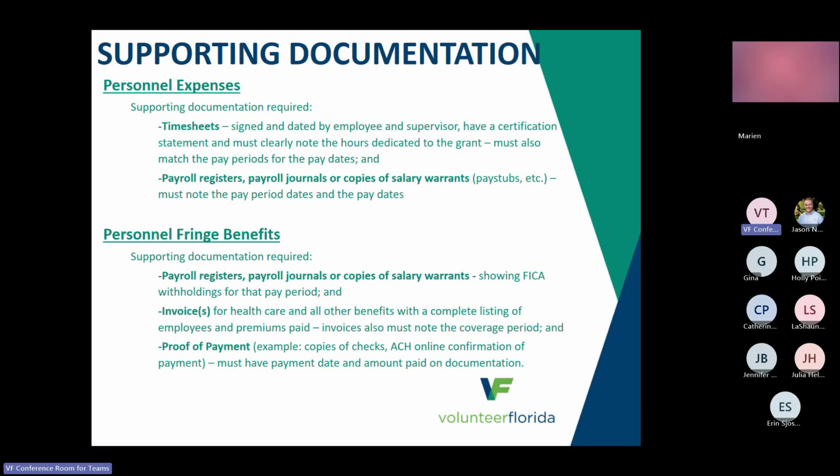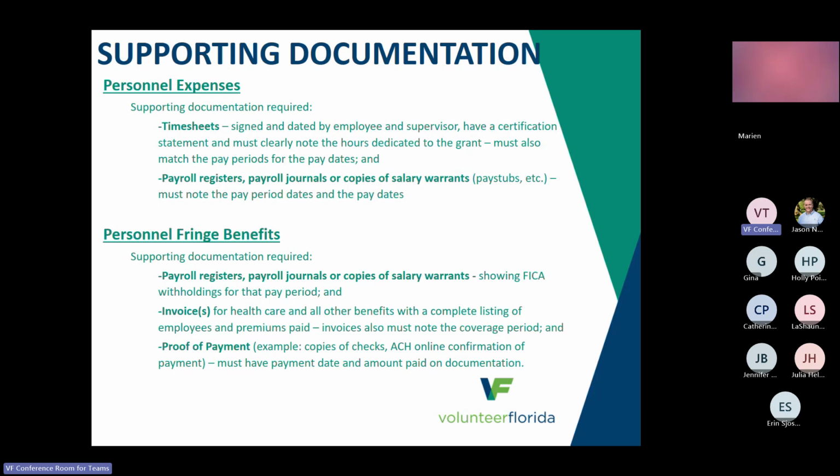That could be in the form of a payroll register, a payroll journal, or salary warrants or pay stubs. And that documentation must also clearly note the pay period dates and the pay date. For any of the personnel fringe benefit expenditures, you must provide payroll documentation.